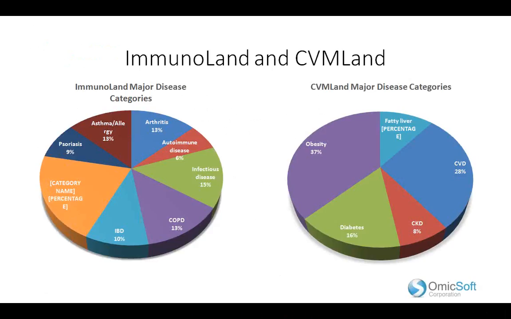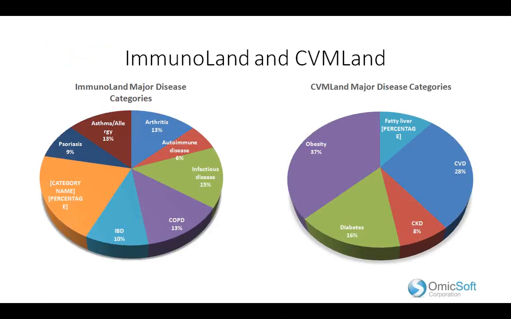So you can see that ImmunoLand mainly covers these areas, including arthritis, autoimmune disease, infectious disease, COPD, and many of the neurodegenerative diseases, including Parkinson's, metabolic disease, etc. And we also have some skin-related diseases. For CVMLand, of course cardiovascular disease will be a major section. Then you have fatty liver disease and also many of the diabetes and obesity related organ diseases. So that's a major section for this project.